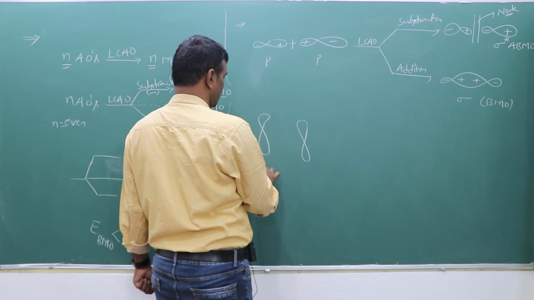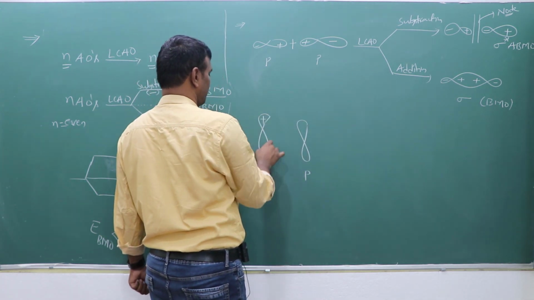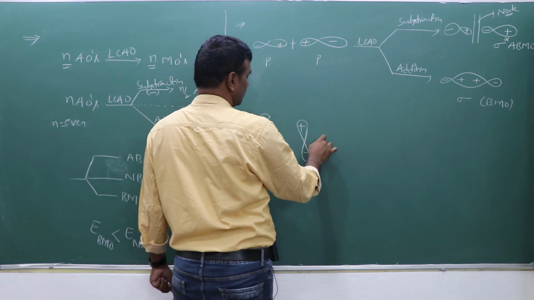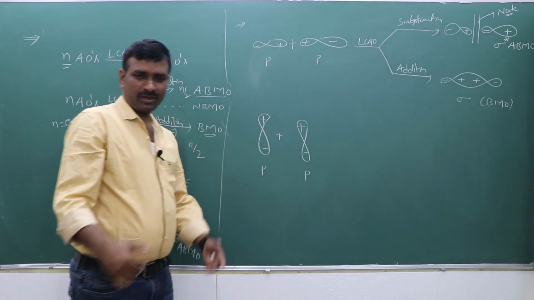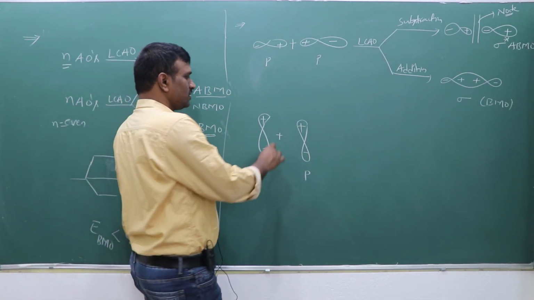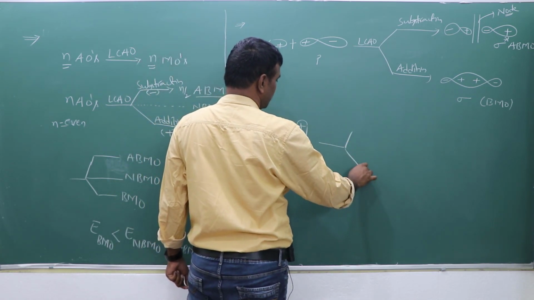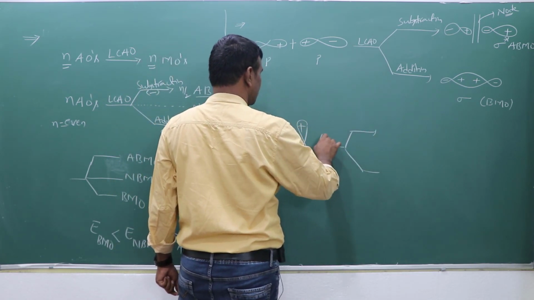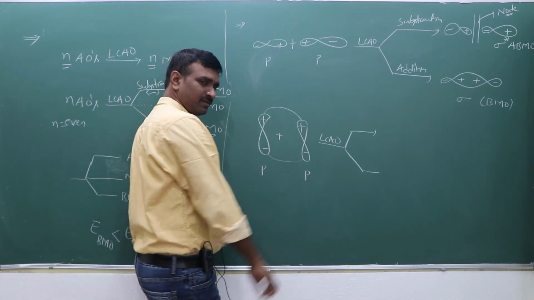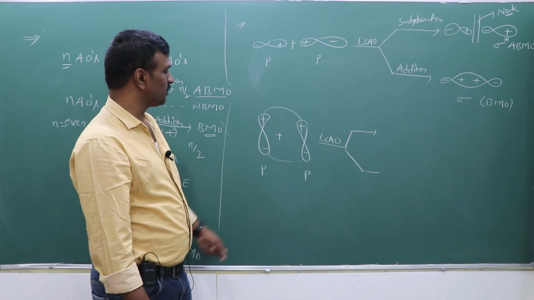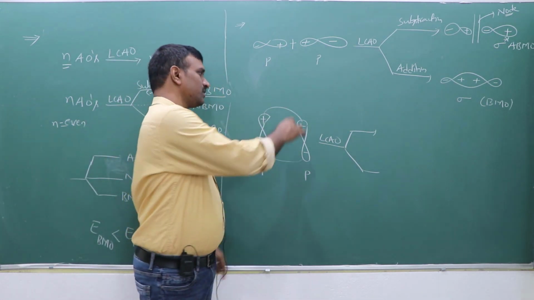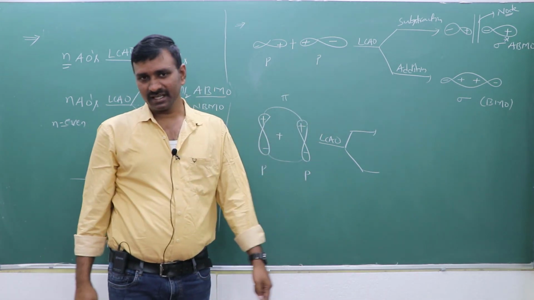if these two p atomic orbitals, plus minus, mix, two molecular orbitals are generated. These two, due to the partial overlapping in the LCAO method, overlap partially. Generally, direct overlapping gives sigma bond formation. With partial overlapping, which bond formation takes place? Pi bond formation takes place.